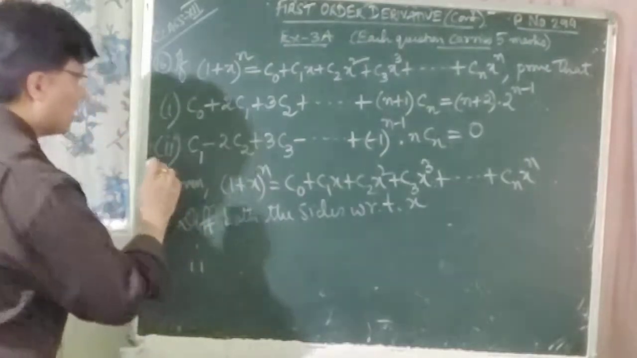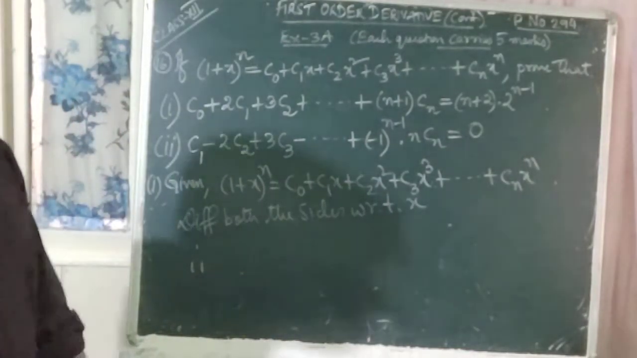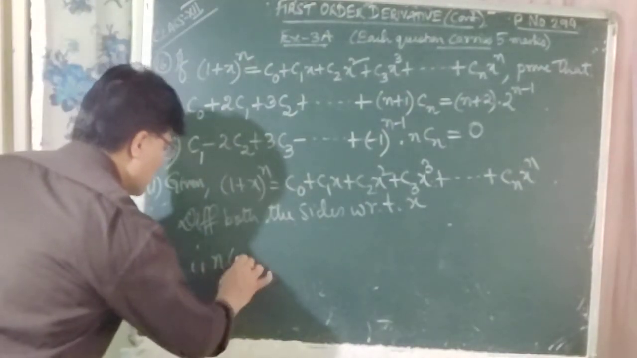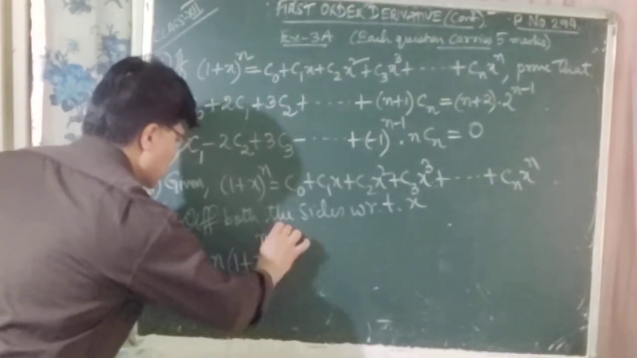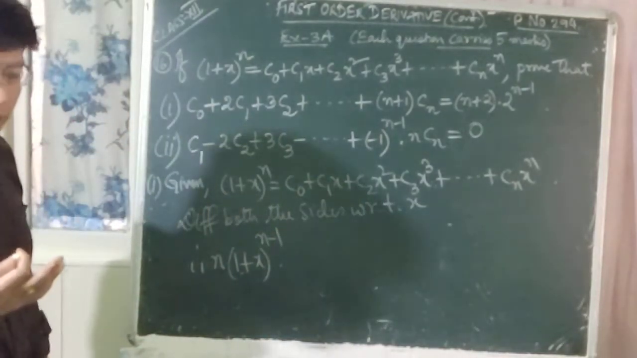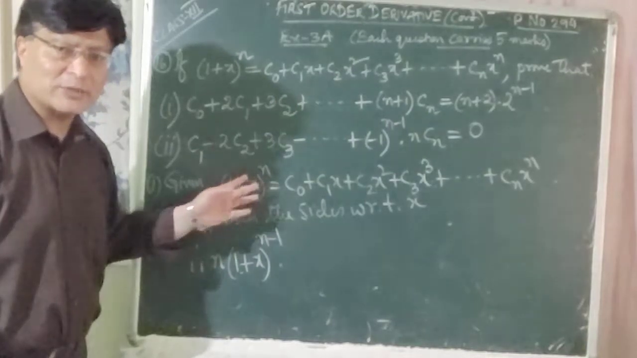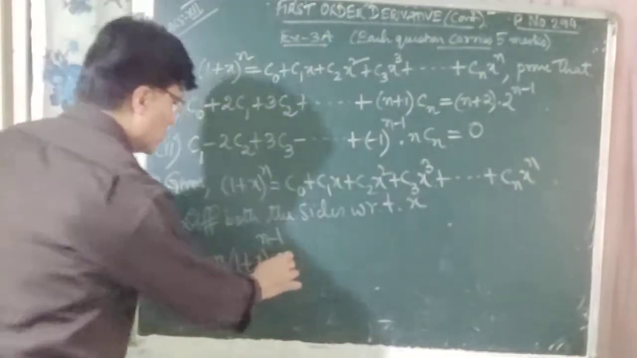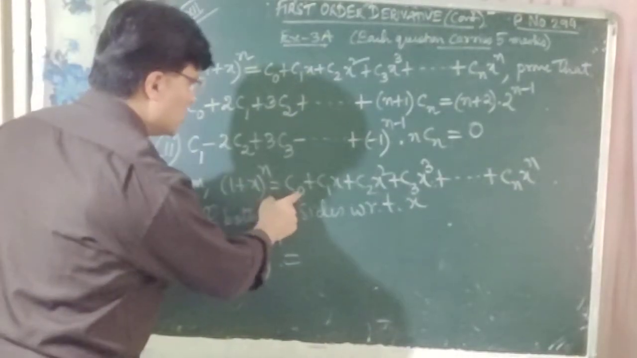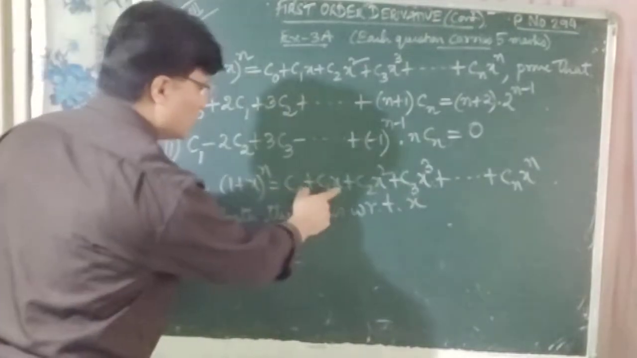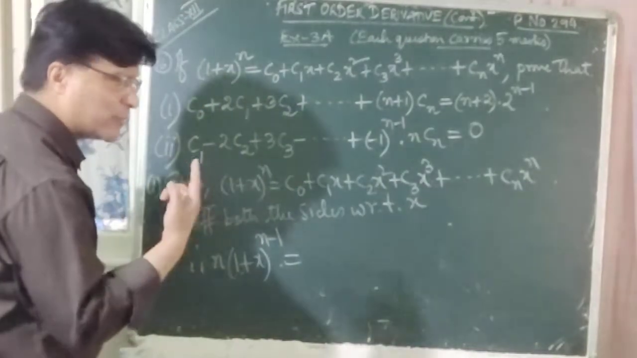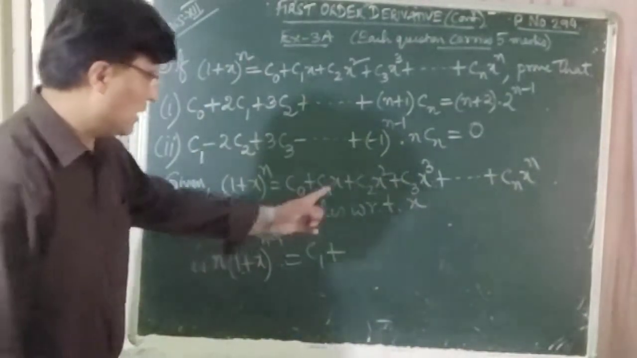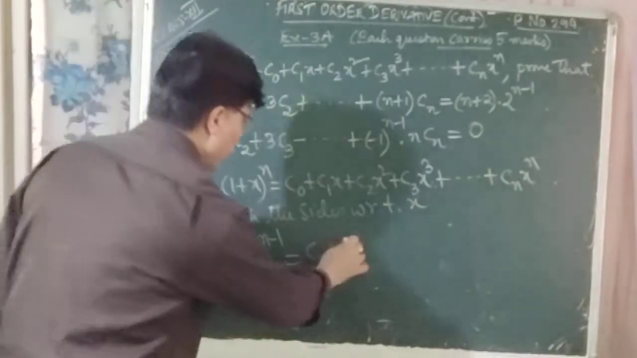So what is the differentiation of (1 plus x) to the power n? It is just like x to the power n. What is the differentiation of x to the power n? It is n into (1 plus x) to the power n minus 1 into, according to the rule, the differentiation of 1 plus x with respect to x. That is always 1. 0 plus 1 is 1 always, isn't it? So what is the differentiation of only c0? Constant is 0. But c1 is with x. What is the differentiation of x with respect to x? That is 1. So it is only c1 plus, next, c2 into 2x, that is 2c2x.